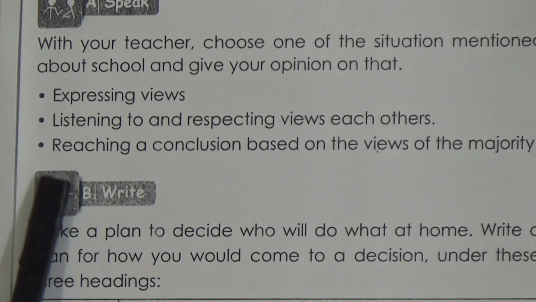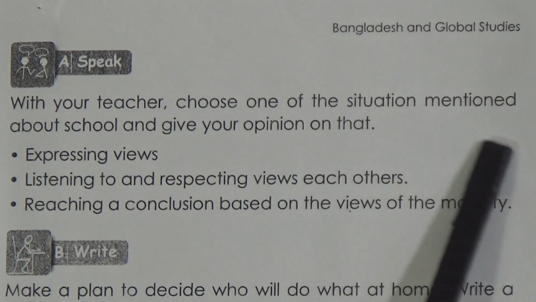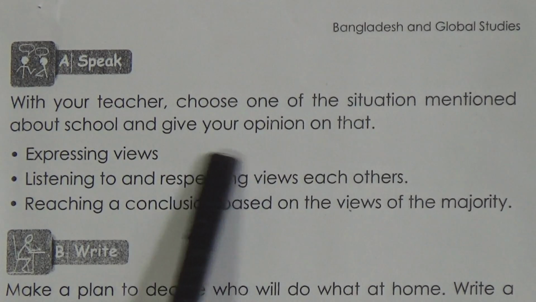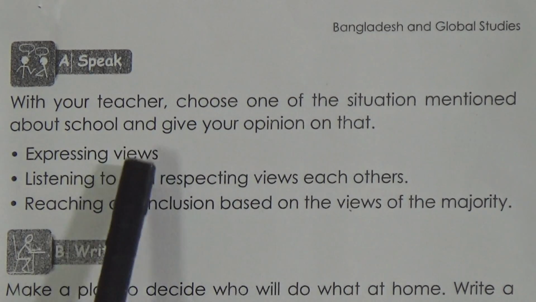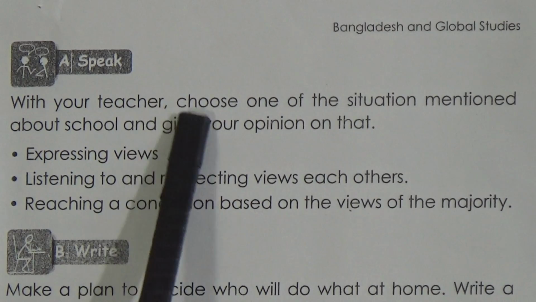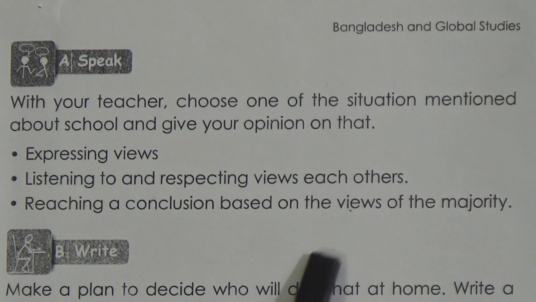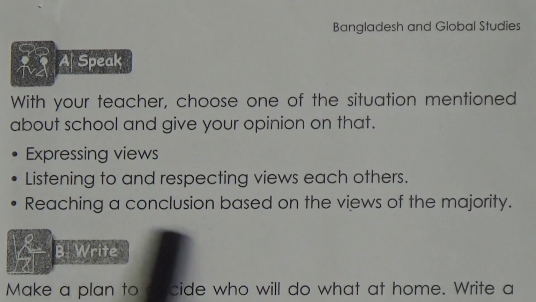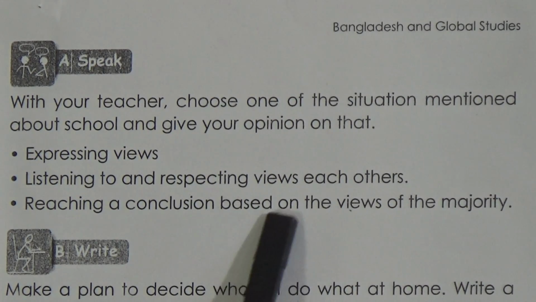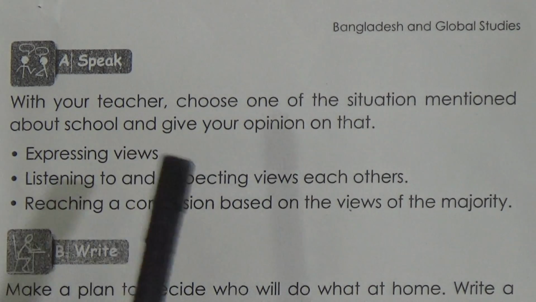And now page number 29. In page number 29, section A, speak. With the teacher, choose one of the situations mentioned about school and give your opinion on that. Here are some mentioned things by which you can choose what type of things you will do. Actually, you have to do this with your teachers, as you are not here right now, so we cannot share or choose any topic. On that topic you have to express some views, you need to listen, and you need to make a conclusion through the majority. Suppose whenever you are electing a captain in your class, you need to express, you need to listen, and you need to make the conclusion through the views of the majority. So this will happen in the classrooms, and hopefully we will do this in the live classes.